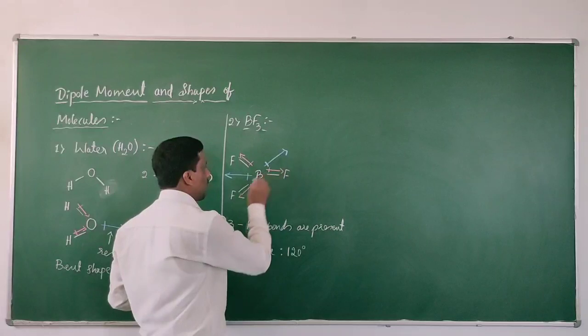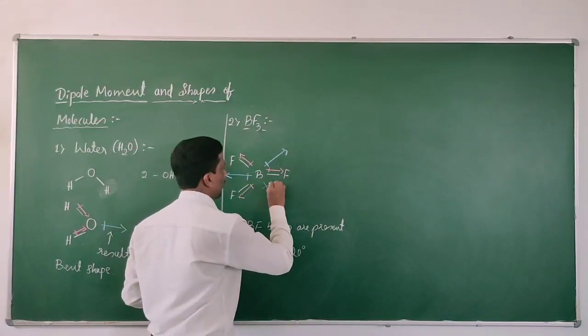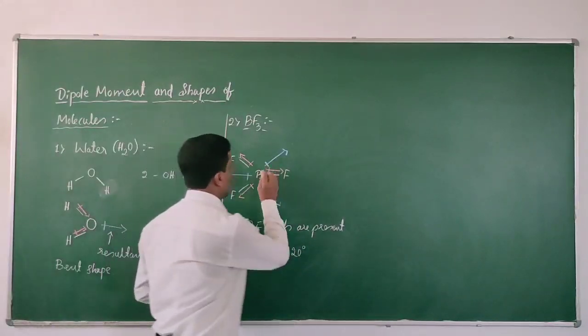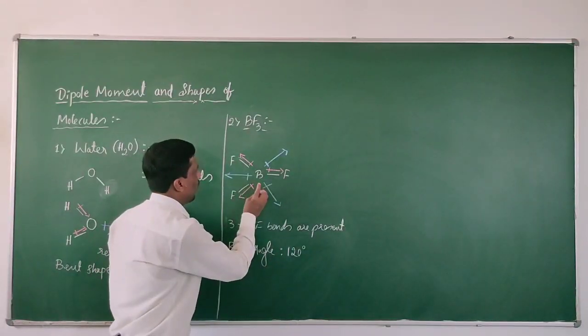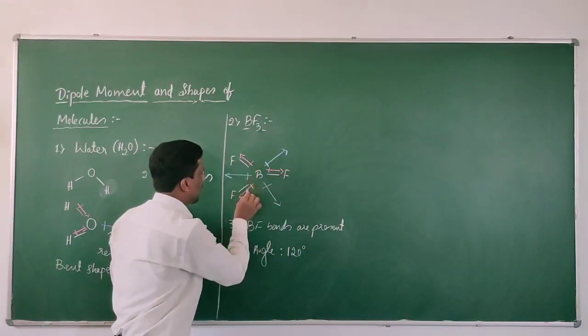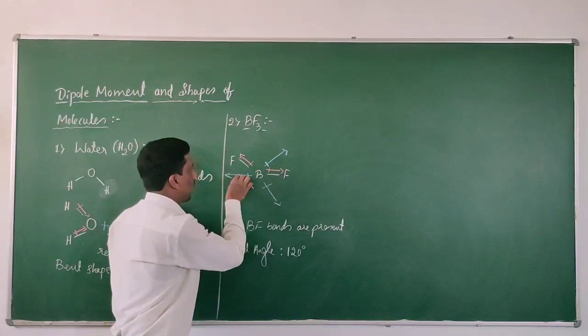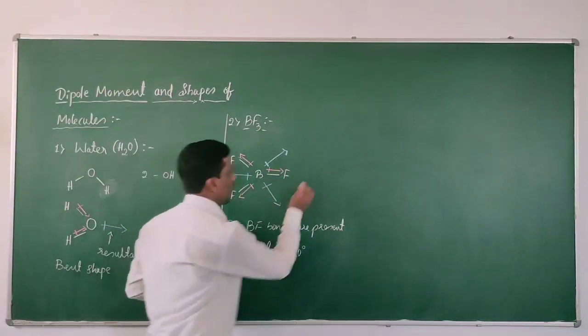The resultant dipole moment of this one is in this direction. What happened here? It is like this. Consider here: the resultant dipole moment of these two is this one, and the resultant dipole moment of these two bonds is cancelled by this one. Why? Because that is like this.